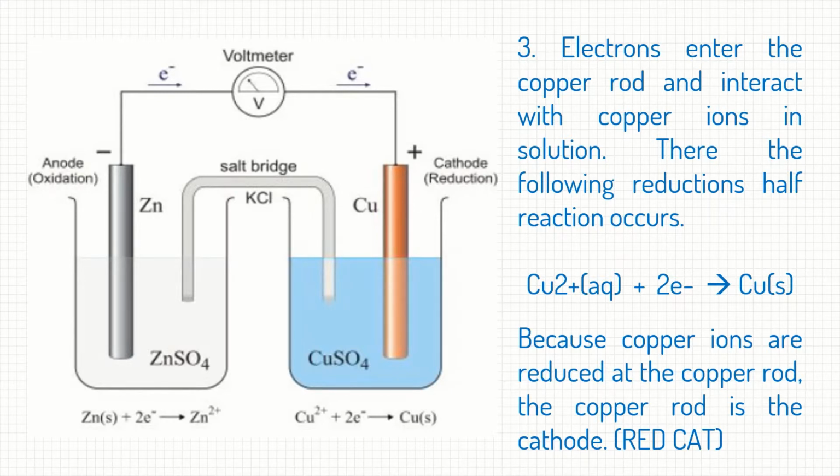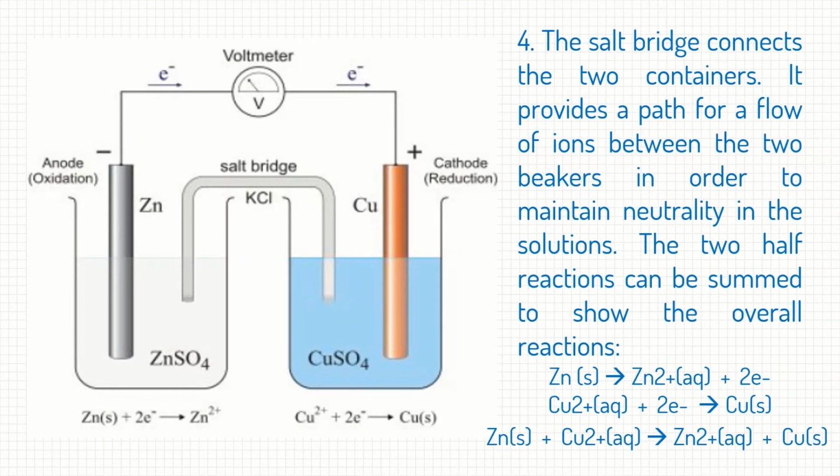The salt bridge connects the two containers. It provides a path for a flow of ions between the two beakers in order to maintain neutrality in the solutions. The two half reactions can be summed to show the overall reaction.